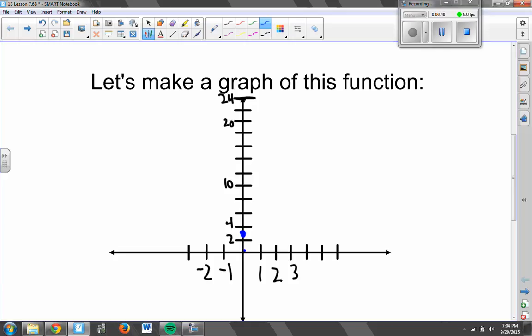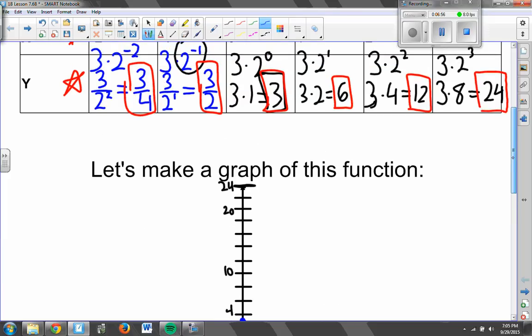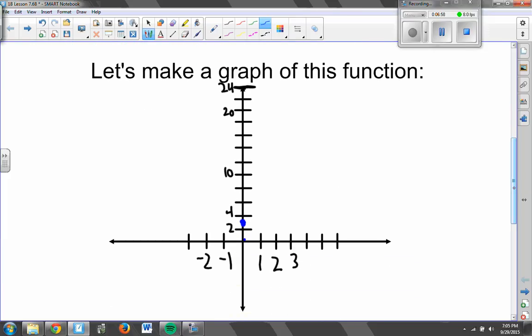Okay? Now, hopefully you can see on the table that's already in your notebook because you wrote it down with me, this table up here, so I don't have to keep scrolling back up, that when my x value was 1, my y value became 6. So I'm going to go to x value equals 1 and go up to y value equals 6. 2, 4, 6. There's that point right there.